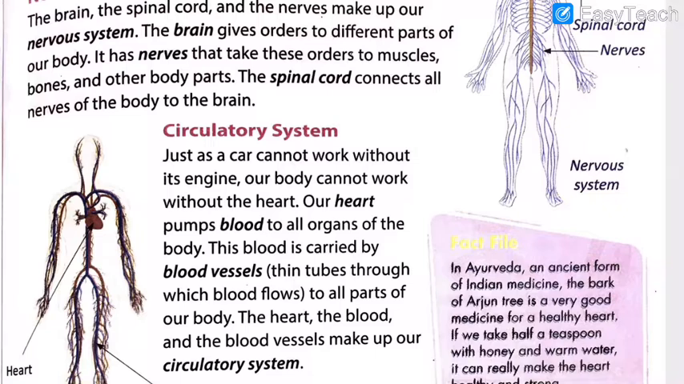We get hurt in our leg, bleeding starts from that part. If we get hurt in our hand, bleeding starts from that part. Where does this blood come from? Your body makes the blood, and the heart plays the role of pumping the blood in the different parts of the body. Now the blood is carried by the blood vessels, thin tubes through which the blood flows.